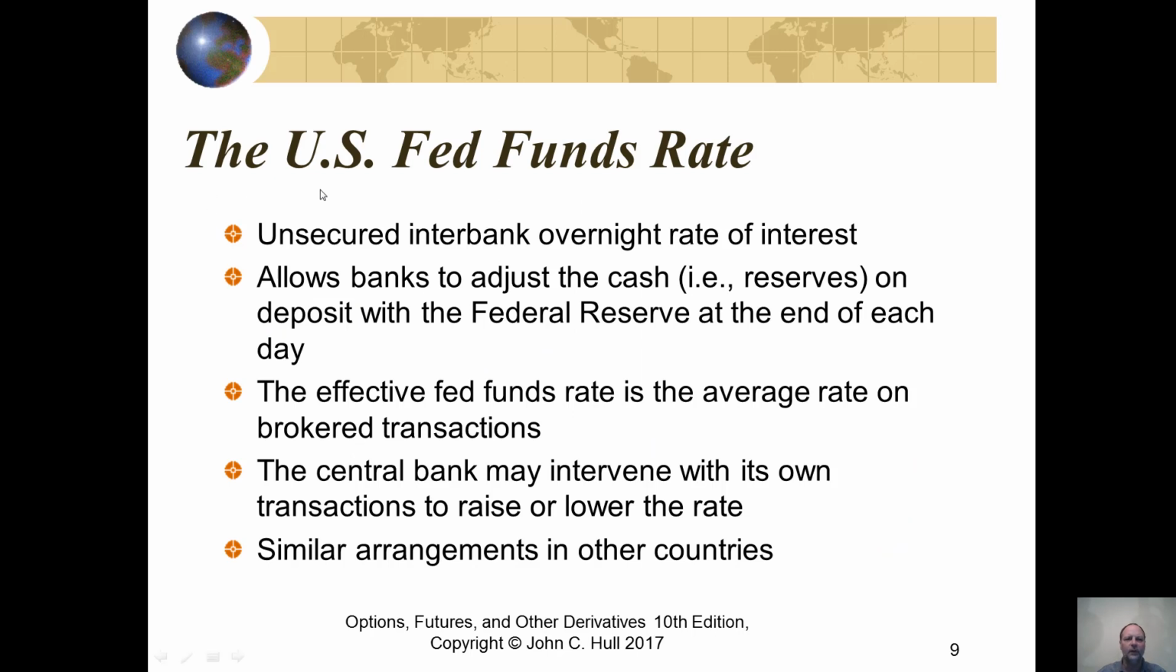The next interest rate is the United States Fed funds rate. It's an unsecured interbank overnight rate of interest, and it allows banks to adjust the cash reserves on deposit with the Federal Reserve. This is the primary tool, historically, that the central bank, the Federal Reserve, has used to influence monetary policy and economic conditions in the United States.